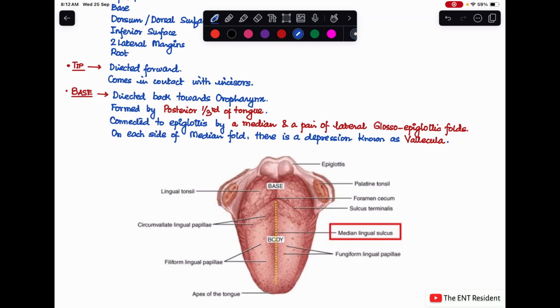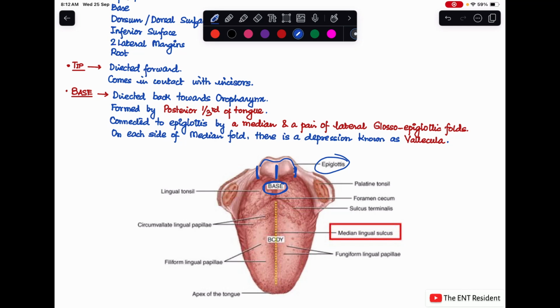Now, you'll see that this is the base of the tongue, and there's a structure behind the base of the tongue which is known as the epiglottis, as you can see over here. Now, the mucous membrane over this base of the tongue gets reflected onto the epiglottis, and there are these folds which connect the base of the tongue and the epiglottis. This is the median glossoepiglottic fold, and on both sides are the two lateral glossoepiglottic folds. Now these folds reflect onto the epiglottis and connect to it.